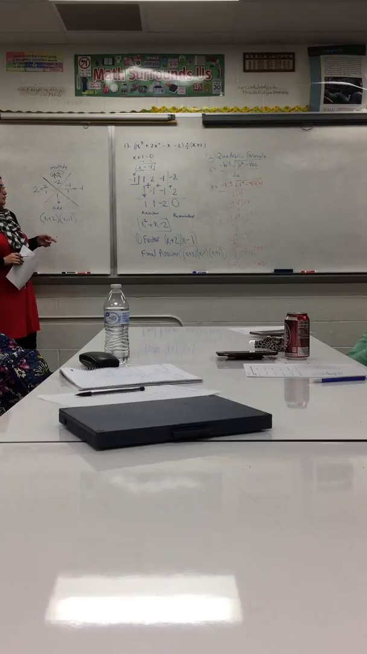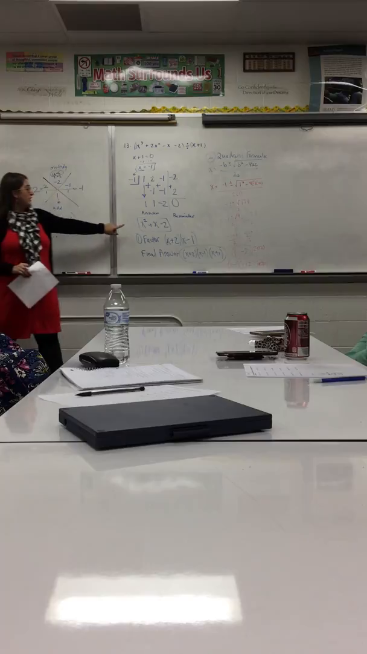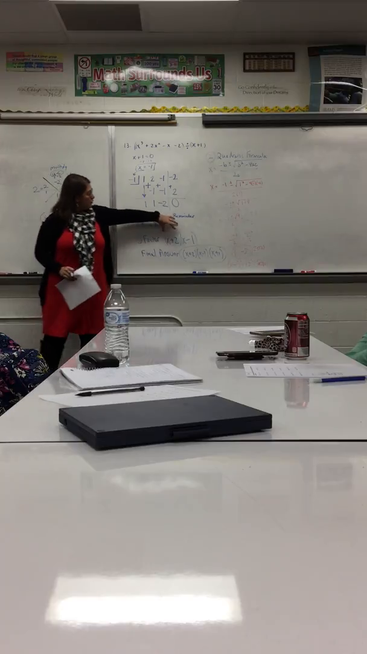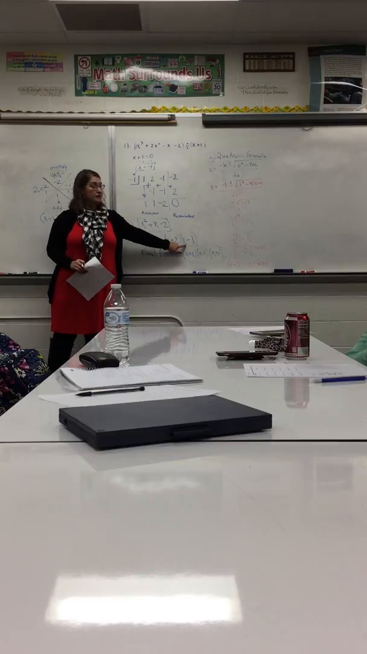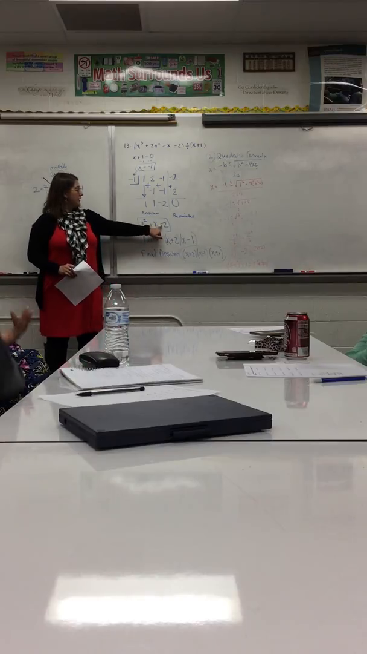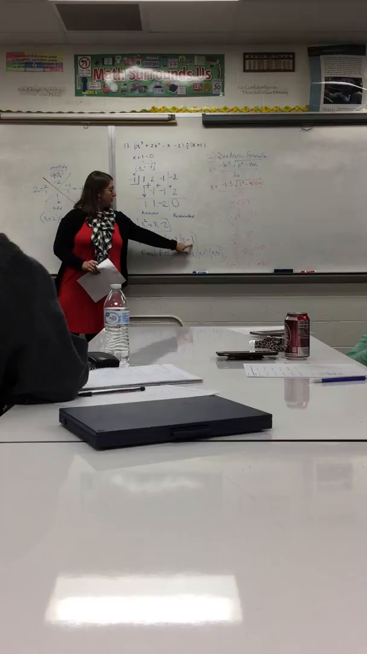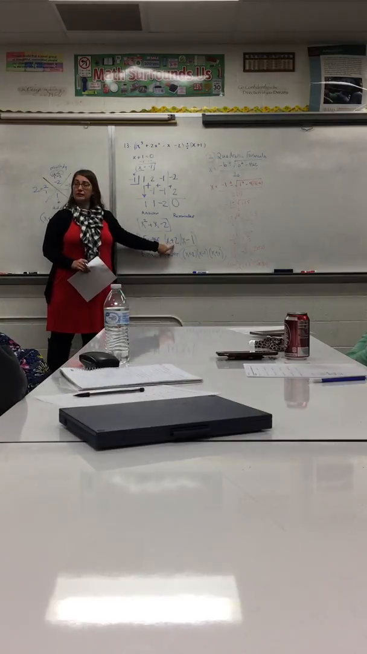I'm just a guess and check kind of person. So I say, I know that if I take 2 binomials times each other, to get x squared, I take x times x. And to get negative 2, I have to take a 2 times a 1. One of those has to be negative.